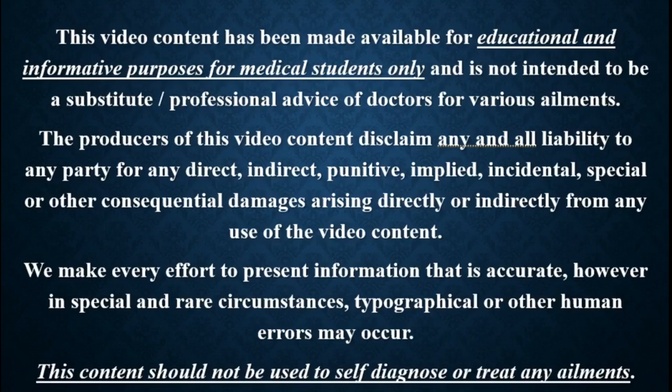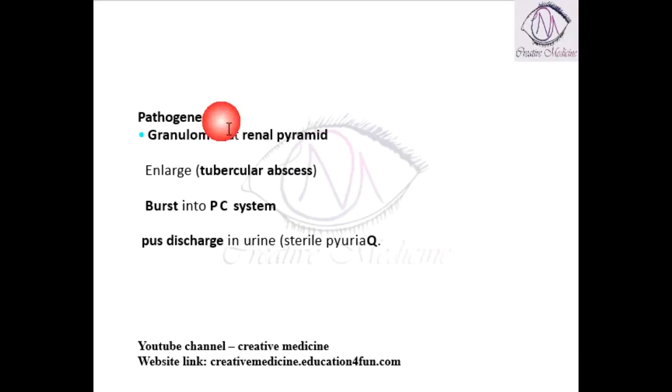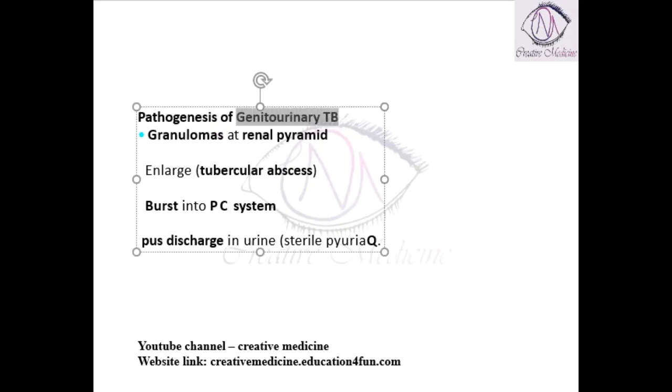In this lecture, we will learn about the pathogenesis of genitourinary tuberculosis. So first, in the pathogenesis of genitourinary tuberculosis, the pathogenesis mainly starts from granuloma formation.